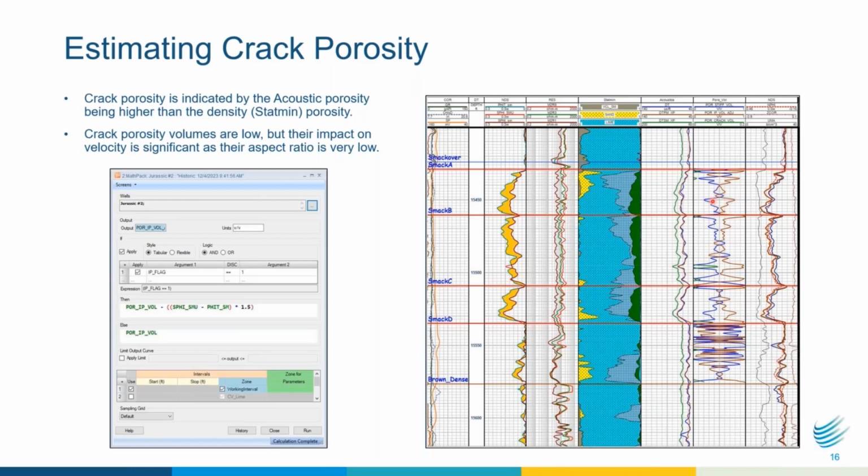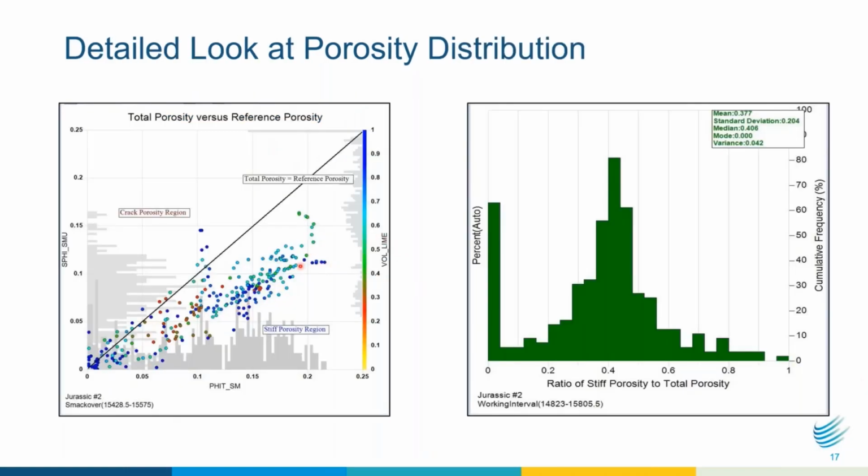And then here is your stiff porosity in blue, and your reference porosity in brown. And just one more quick look at the porosity volumes. So here's your stiff porosity region, your crack porosity region, and here's your reference porosity. And you can see that we have a significant volume of stiff porosity. So now we've done our petrophysical work and we're ready to go into the rock physics modeling.